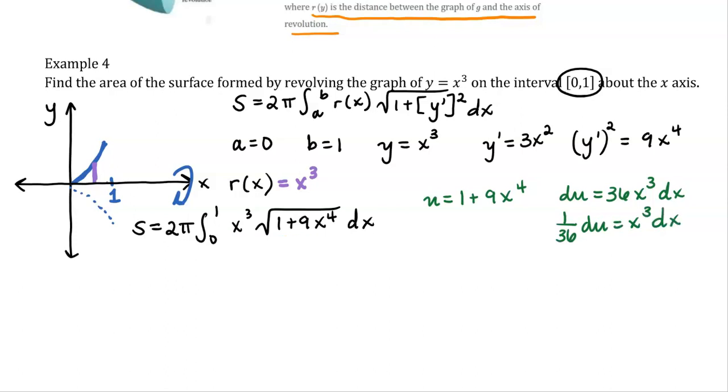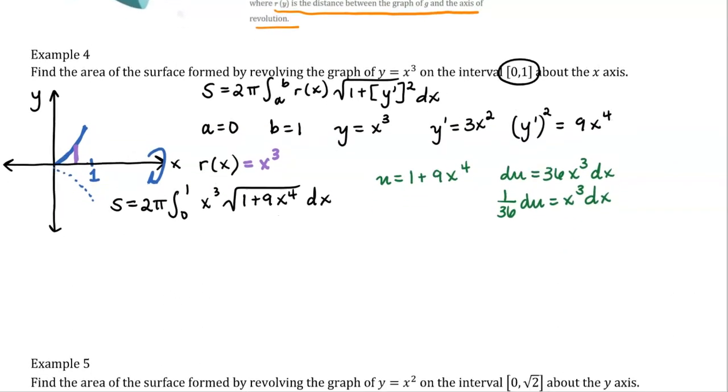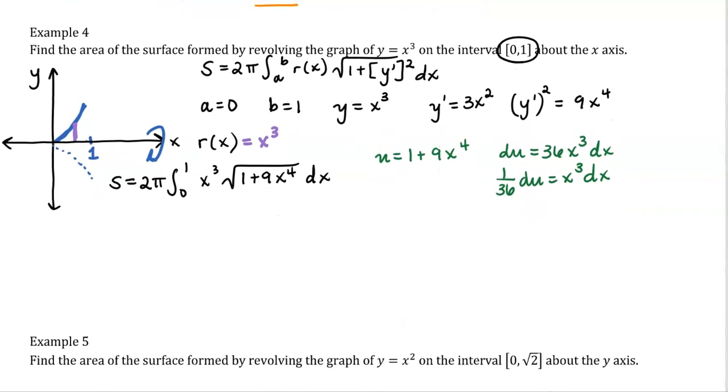So now we're ready to go in and start doing some substitution and some integration. I don't think I've changed limits at all today in this lesson. So let's go ahead and try this and we will go ahead and change limits. So I have 2 pi, the integral. I'm going to leave those limits blank for now. This x cubed dx is getting picked up by a 1 over 36 du.